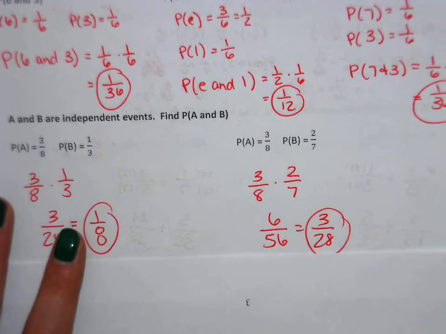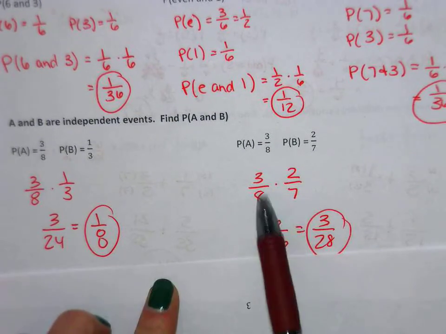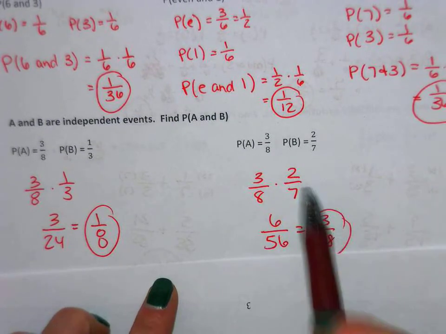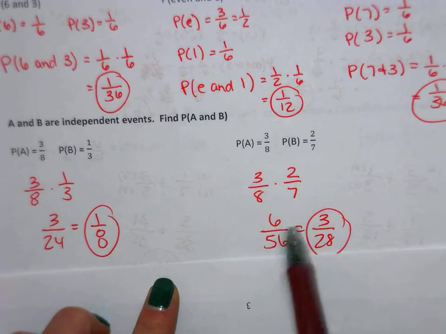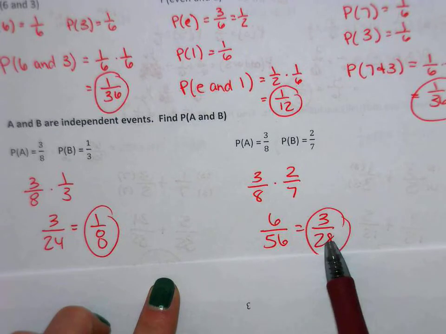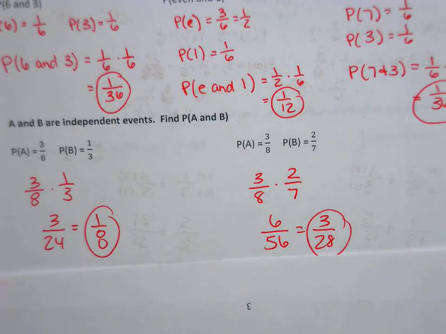So let's find the last one. The probability of A is 3/8 times the probability of B, which is 2/7. 3 times 2 is 6. 8 times 7 is 56. When we reduce it, the probability is 3 out of 28.